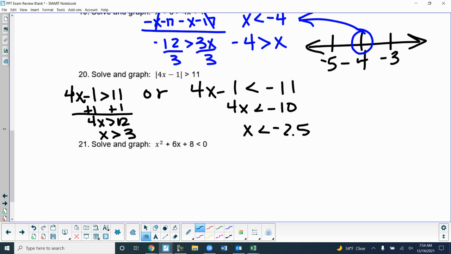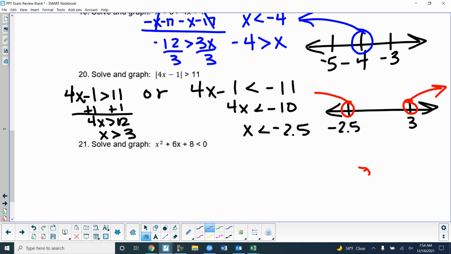All right, so again, we're supposed to solve and graph. So 3 is over here. Negative 2.5 would be over here. Are they dots or circles? Circles, because no equal to. All right, it says x is bigger than 3, so the ones to the right of 3 are bigger than it. And it says x is less than negative 2.5, so the left of negative 2.5 are the ones that are less than. Okay? Questions?